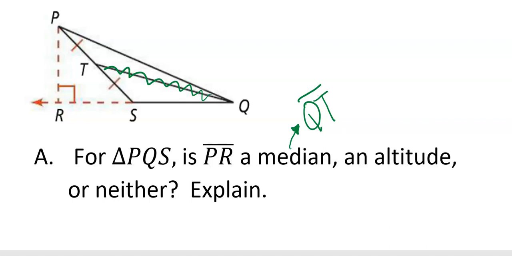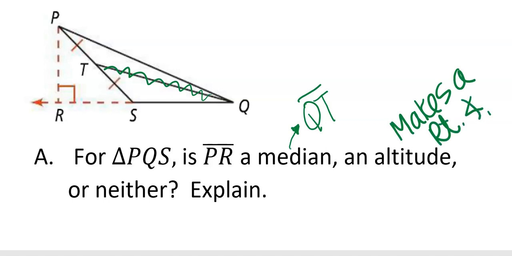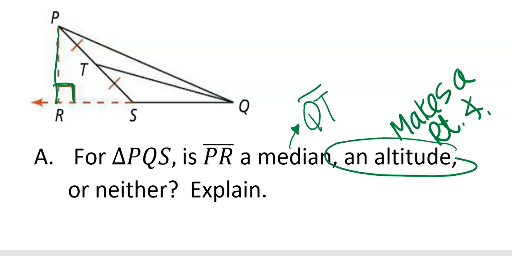So when you're talking about it, an altitude makes a right angle. Okay, so is PR something that forms a right angle? Yes, that's how you tell. Okay, if you don't see either one of those things, then it's neither. You can say it doesn't cut a side in half, which is the median, and it doesn't make a right angle, neither. Okay, so we are going to say this one is an altitude and call it good. They didn't say anything about QT, so I'm not going to really say anything there. I just wanted to show you what they look like.